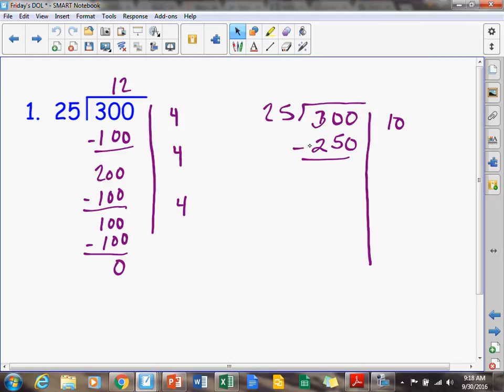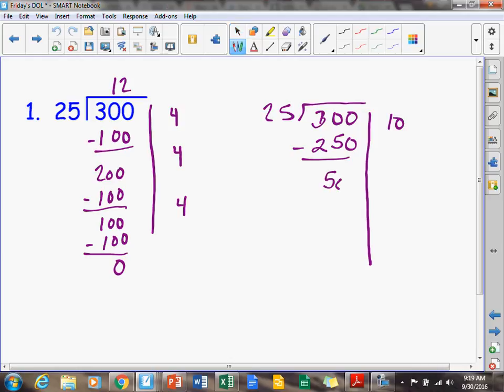300 minus 250. Who can do it without having to regroup in their head? 300 minus 250. Devante? Good try. Maya? Good try. Marco? 50.